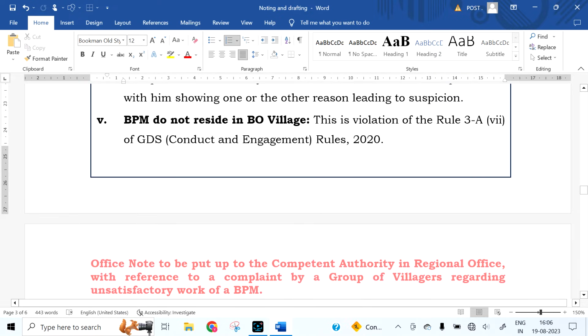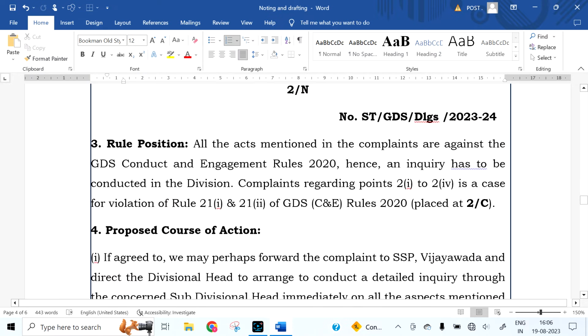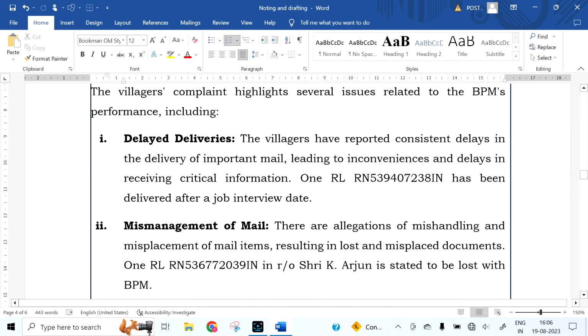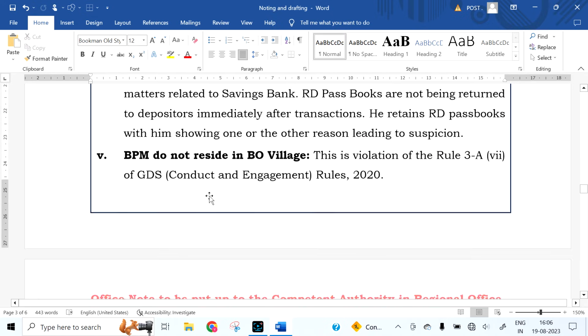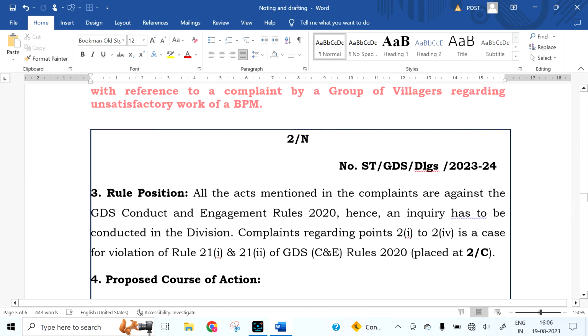And the BPM does not reside in the BO village. That is another allegation. This is a violation of Rule 3A7 of GDS Conduct Rules and Conduct and Engagement Rules 2020. So the rule position also we have mentioned here. And in the third para, rule positions we will give separately. All the acts mentioned in the complaint are against the GDS Conduct and Engagement Rules 2020. So hence an inquiry has to be conducted in the division. Complaints regarding points 21 to 24, and this is the fifth one, rule position already given.